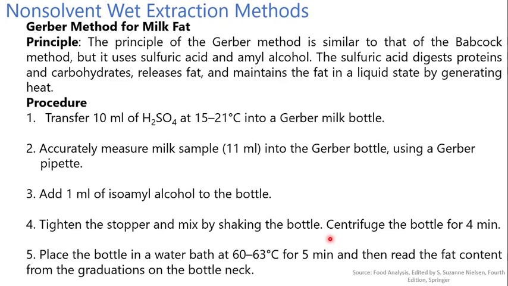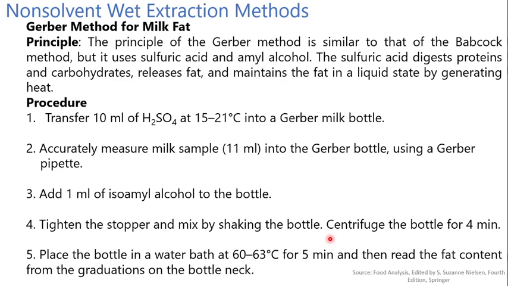The principle of the Gerber method is similar to that of the Babcock method, but it uses sulfuric acid and amyl alcohol. When we add the sulfuric acid, it digests the proteins and carbohydrates in the milk sample, and fat is released. During that process heat is generated, and that heat is responsible for maintaining the fat in the liquid state, so that we can calculate the amount of fat by using the graduation mark.